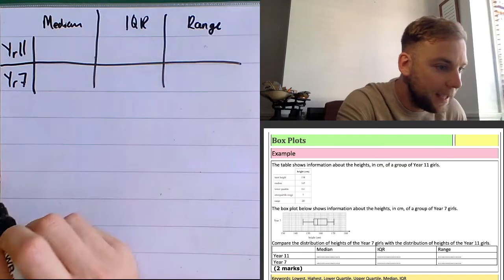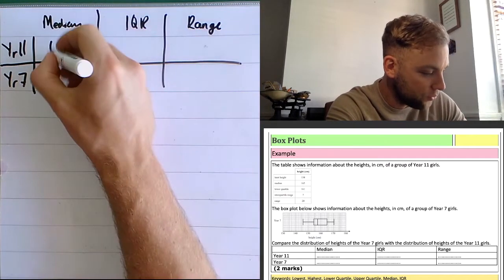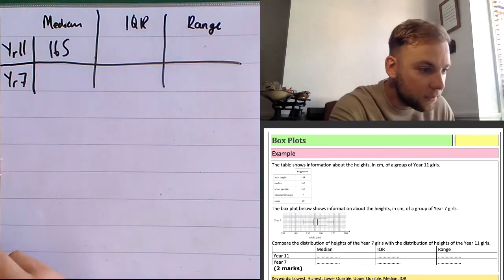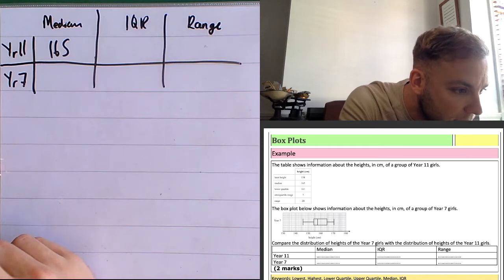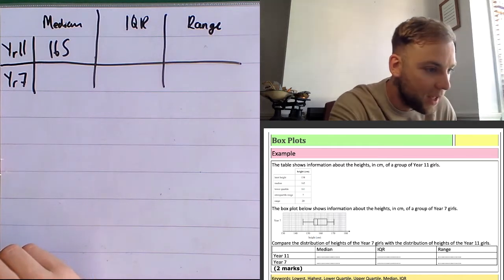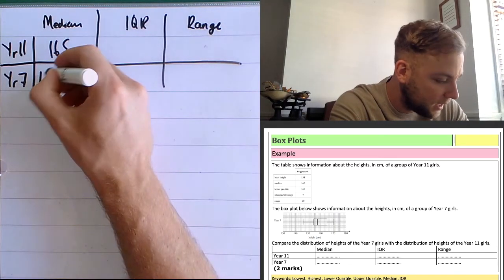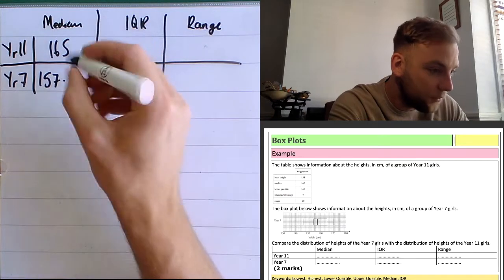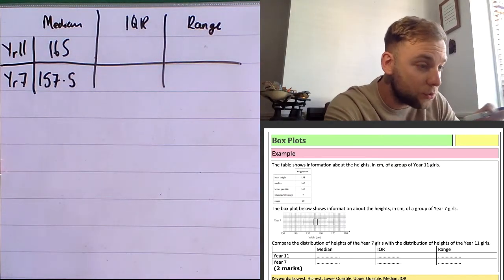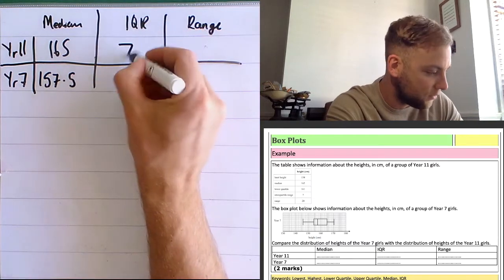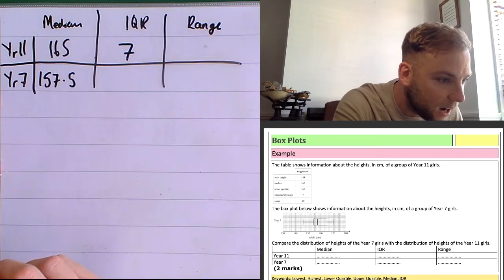First of all, the median of the Year 11s, we can just see from the table there, is 165. We do need the median for the Year 7 girls, which is very tricky to see, that one. It's halfway between, so that one there is going to be 157.5. The interquartile range, we've already told you the interquartile range for the Year 11s, which was 7. The interquartile range for the Year 7s is 65.